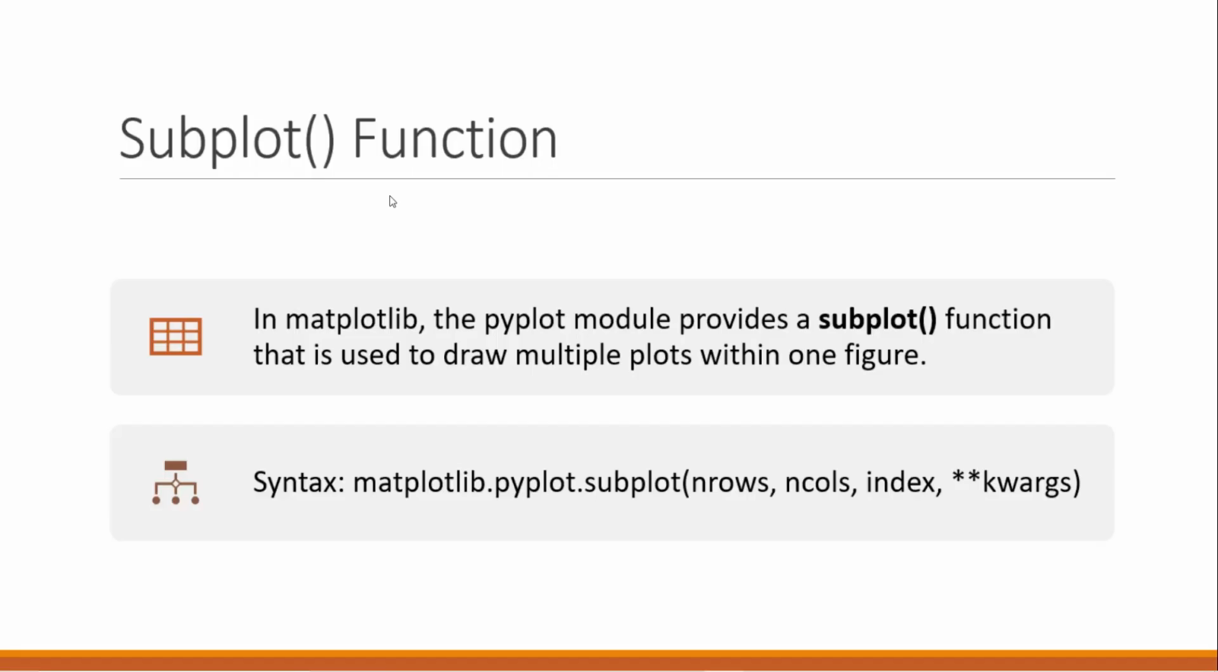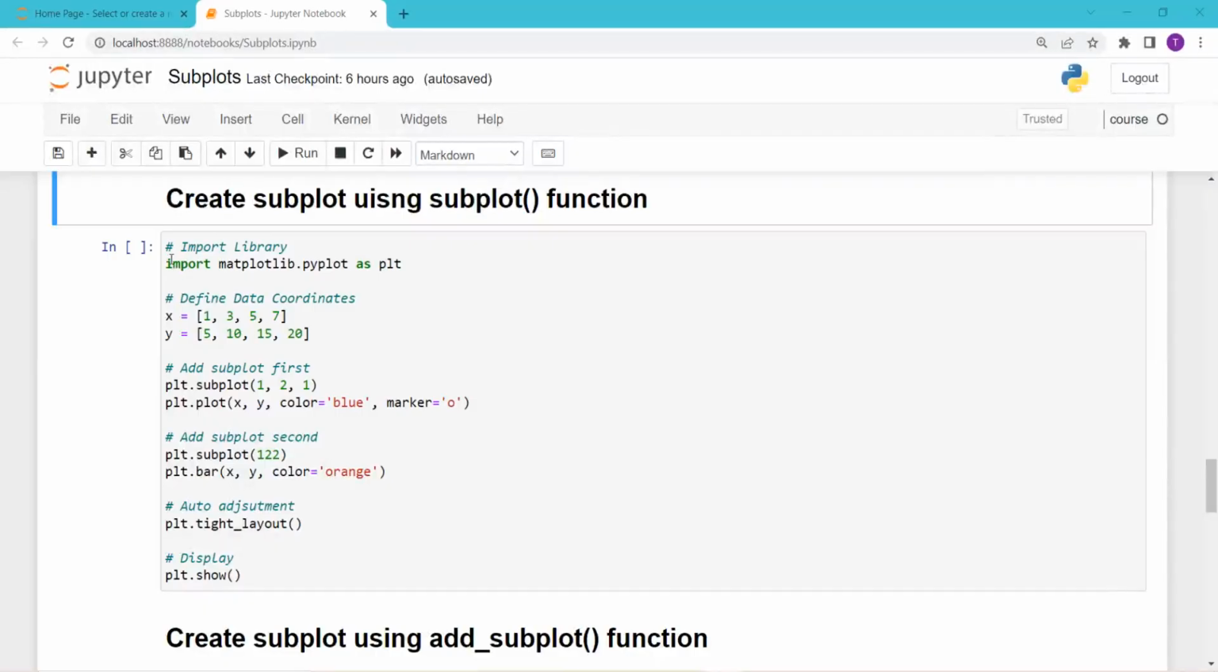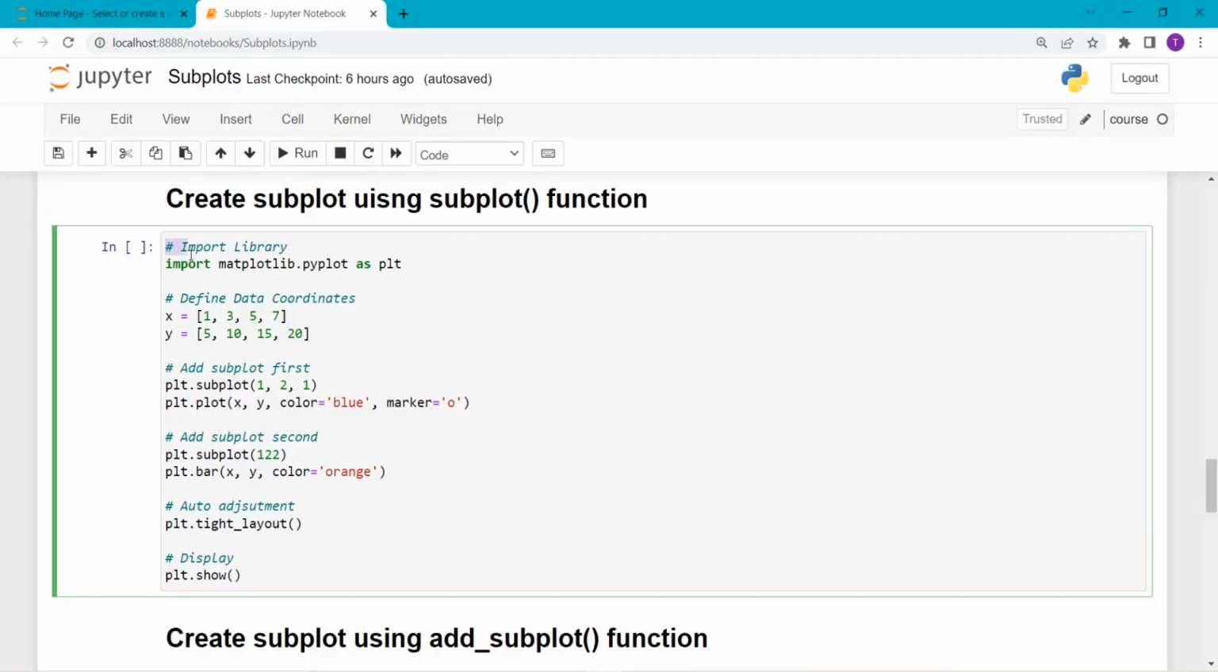So let's see an example related to this function. Here is the code where we will learn to create a subplot using the subplot function. Firstly I import the matplotlib.pyplot library as plt. Then I define the data coordinates x and y. After that I call the subplot function and I pass 1 as the row value, 2 as the column value, and 1 as the index value. Then I call the plot function to create a line chart between x and y, and I assign the color blue by passing the color parameter, and I also pass the marker parameter to set a marker.